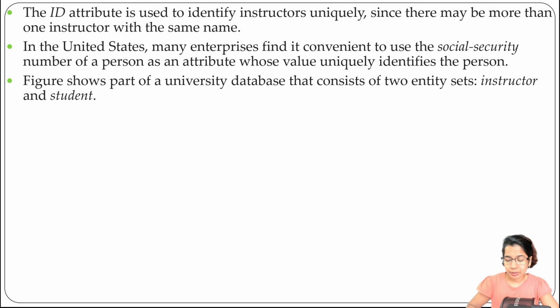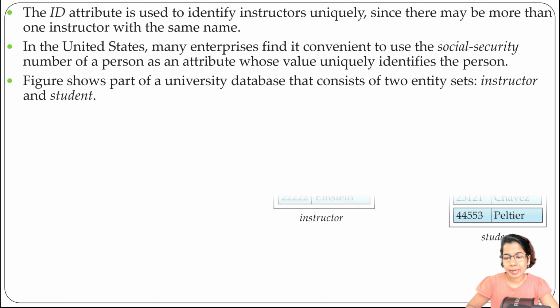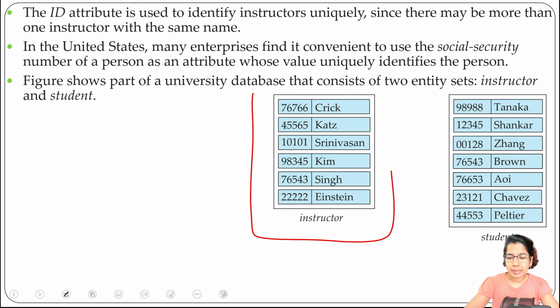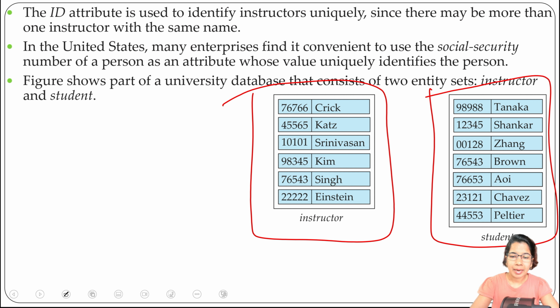Let's see one figure of two sets, instructor and student. So the first table is for instructor and this table is for student. There is some ID for each instructor and instructor name, and here is also some ID for each student and student name. You can add more attributes. For simplification, just ID and name for the instructor entity set and for the student entity set.